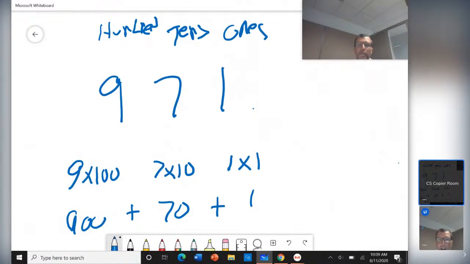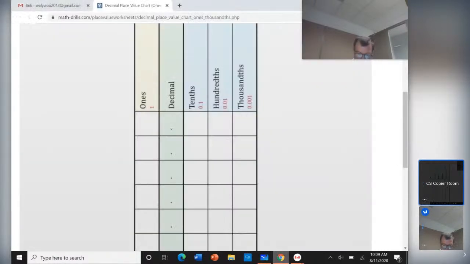So I will post a worksheet that has a combination of some whole numbers and decimals. But what you guys can do is, if you need to, remember, I'll post this too. You can always put the numbers in here if it makes it a little bit easier for you.